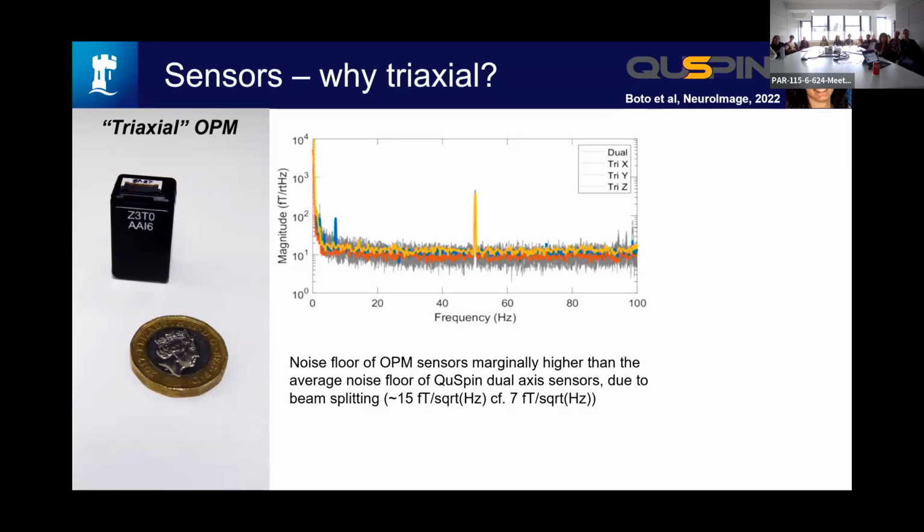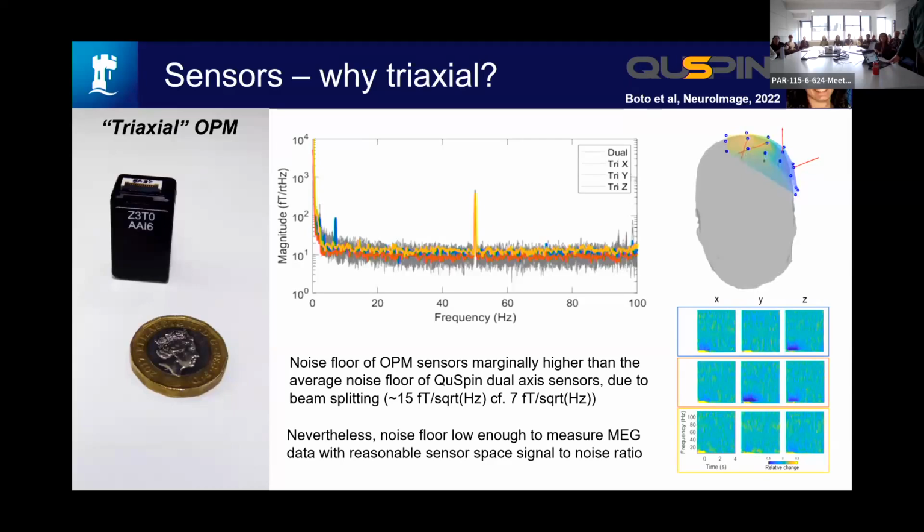So you think, well, why on earth would you do that? Why would you want to get rid of sensitivity? Surely we should just use the dual axis sensors. Well, first of all, they may be slightly higher noise, but we can still measure MEG signals with them, so they're absolutely fine.